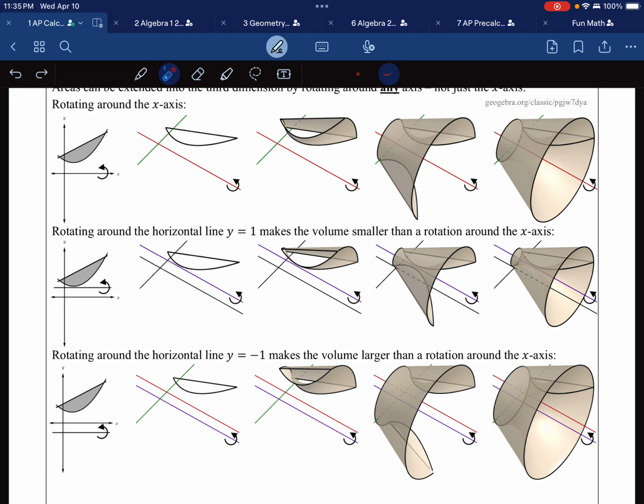However, if I rotate around a line that is farther away from the x-axis than it originally was, right? It used to be right here, and now it's a little bit farther away, then you can see that that shape is even larger than the original shape. So what is some way that we can take into account the fact that we might be rotating around different axes to make our volume bigger or smaller?